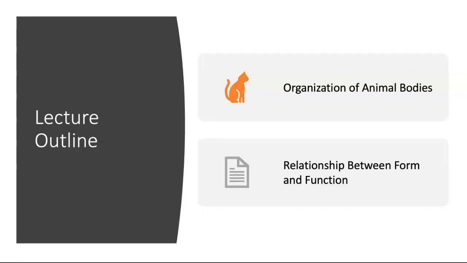So our lecture outline will look like this, and it only has two parts really. We're going to be talking about the different tissue systems that make up the organs, that make up the organ systems, that make up our bodies. And then we will briefly touch on the idea of there being a connection between form and function. It's a major theme in biology, and we'll go over some examples.